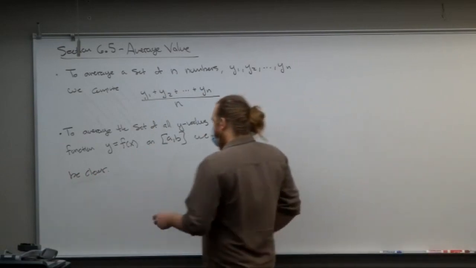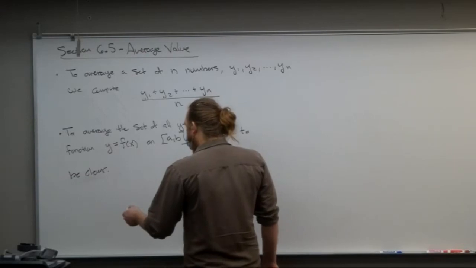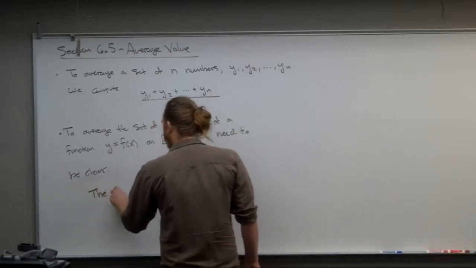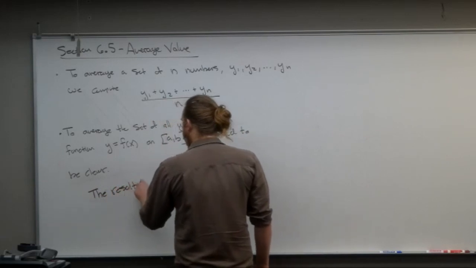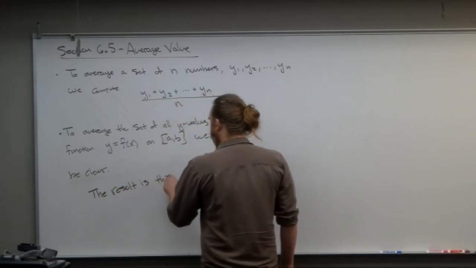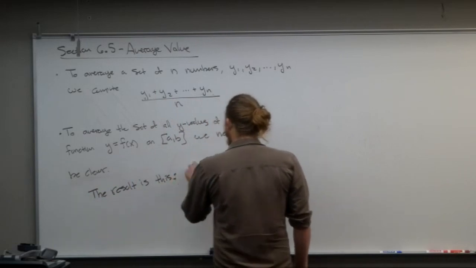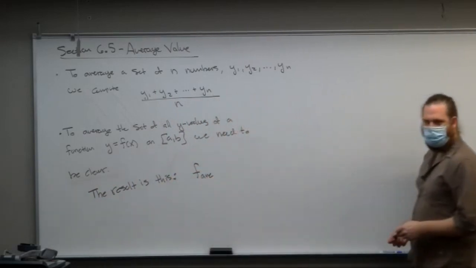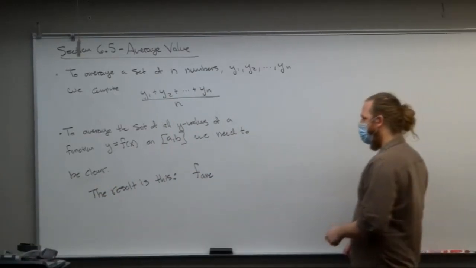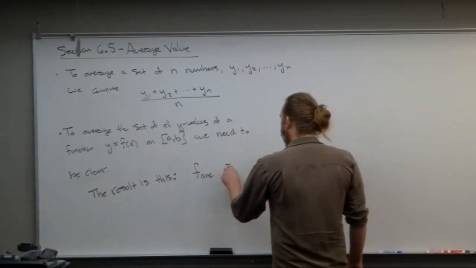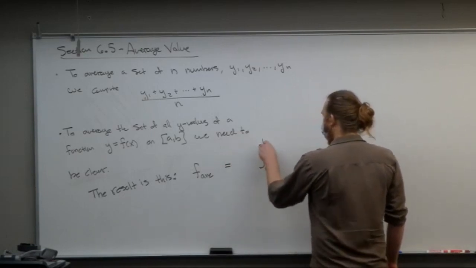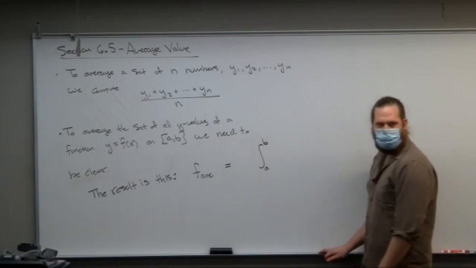If you imagine, I'll tell you what, let me just give you the result here. So the result is this. The notation is f_av for average value of the function f. It's the corresponding notion to add up all of the values is an integral, right?